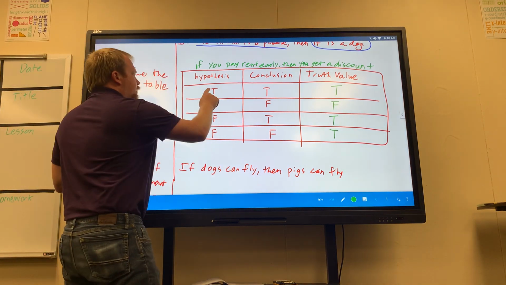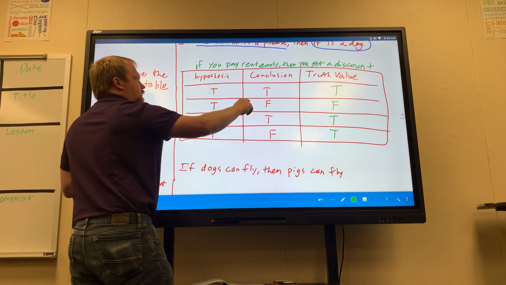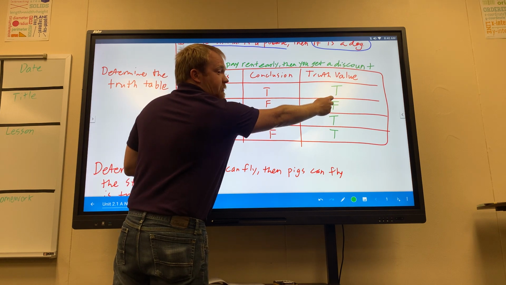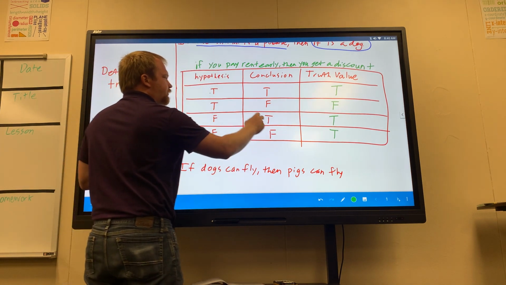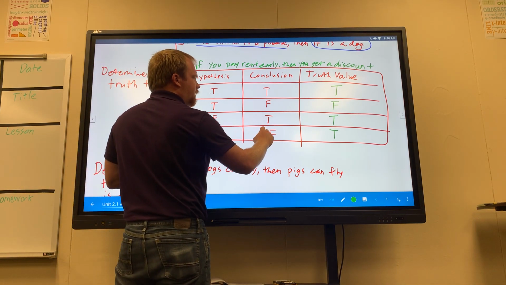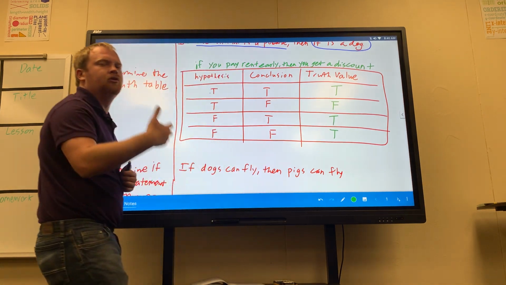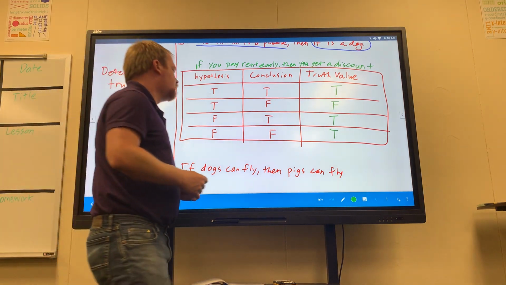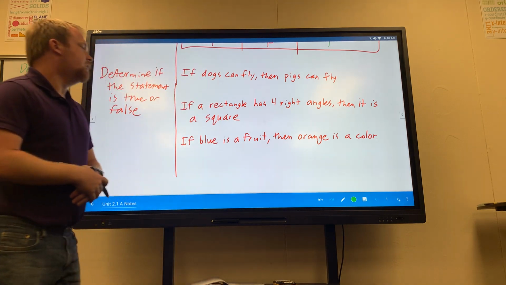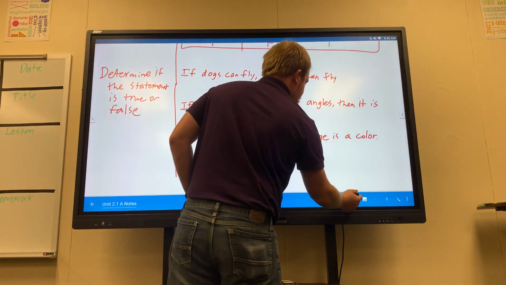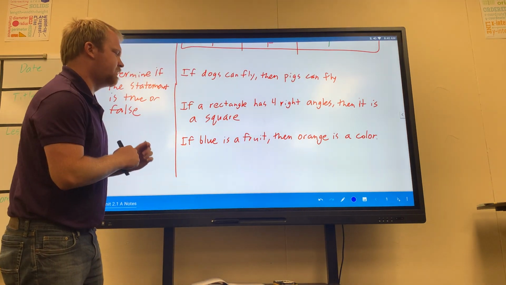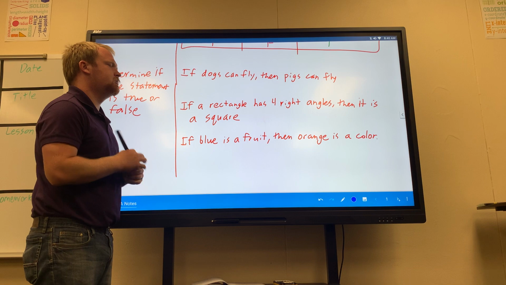Okay? So if it goes true to true, the statement is true. If it goes true to false, the statement is false. If it goes false to true, the statement is true. But if it goes false to false, the statement is true as well. Okay? Now, even though I put it in green, I still want y'all to write down those truth statements.